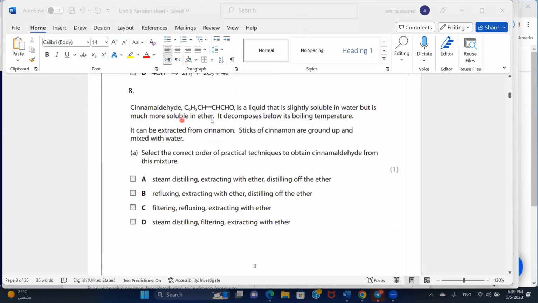Number 8, cinnamaldehyde is a liquid that is slightly soluble in water, but is much more soluble in ether. It decomposes below its boiling temperature. It can be extracted from cinnamon. Sticks of cinnamon are ground up and mixed with water. Select the correct order of practical techniques to obtain cinnamaldehyde from this mixture.